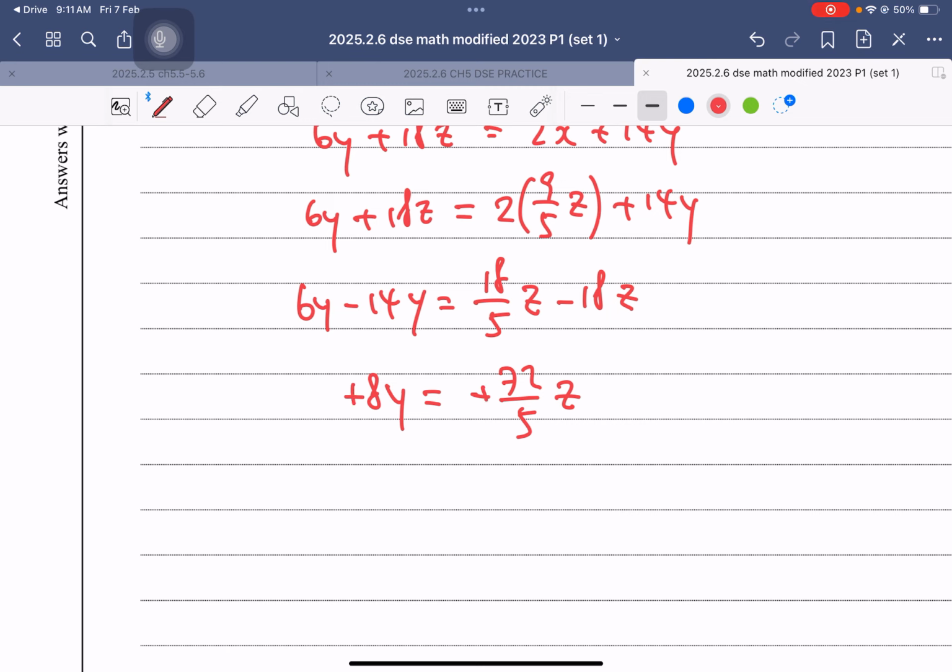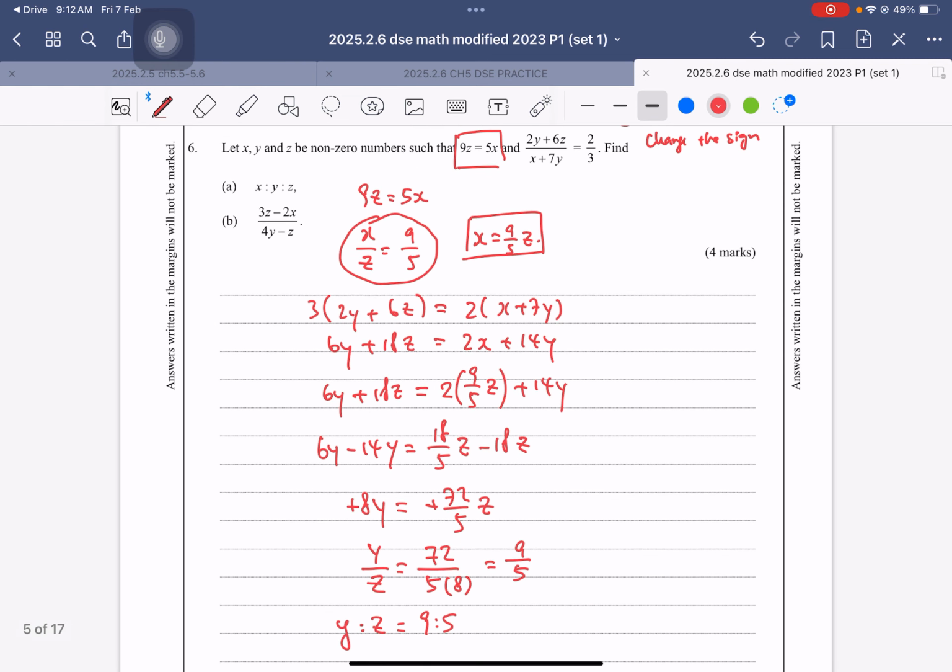Okay? Then what I want is just y to z, isn't it? So y divided by z is equal to 72 over 5 divided by 8. So divided by 8 is moving to here, divided by 8. So this is giving you 72 over 5 divided by 8, so it's 9 divided by 5. So that we have y to z is equal to 9 to 5.